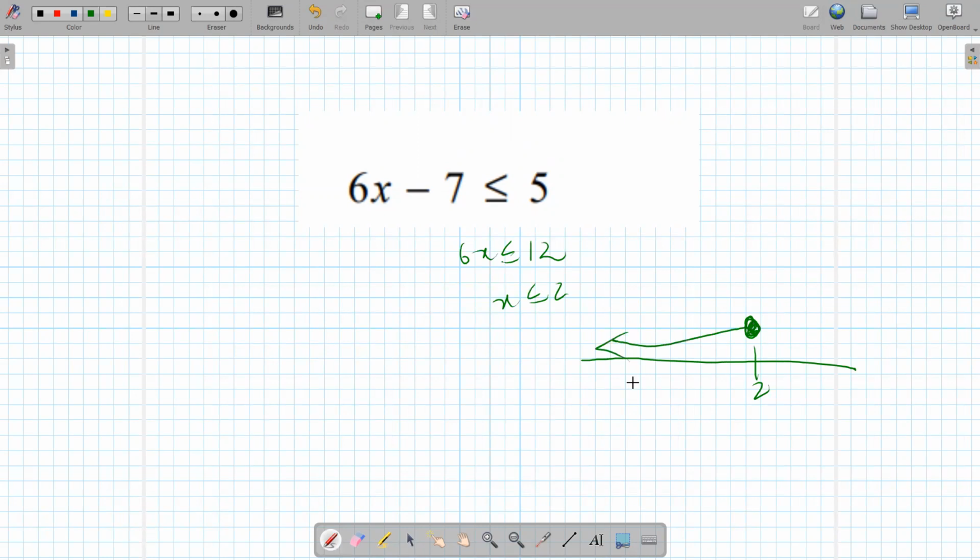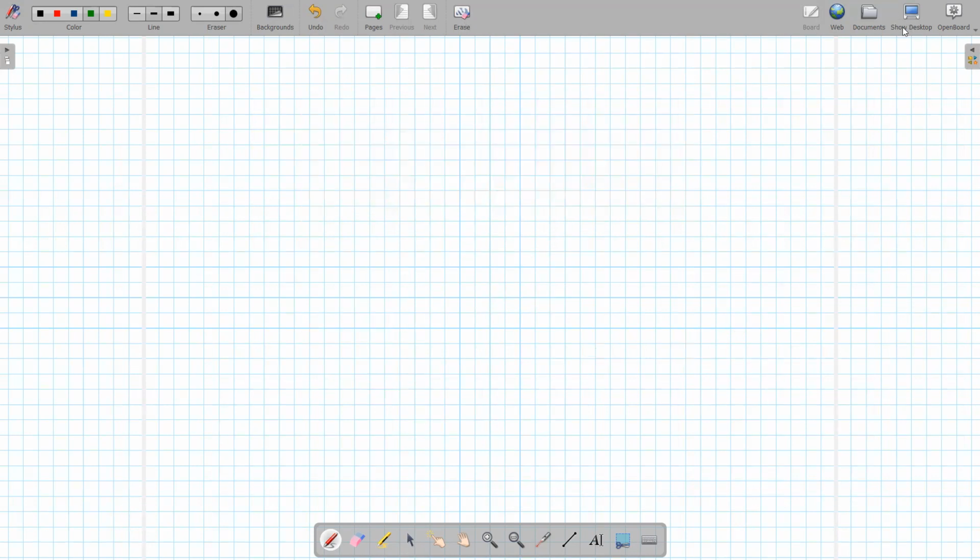What if 6 was negative and then you have to divide it? Okay, so negative 6x is less than this. You just divide it still, it's going to be negative 2, but whenever you're dividing or multiplying by a negative number, the sign in the middle flips. Okay. So the answer to that one would be you start at negative 2 and you go to the right, like that. Okay, cool? That's the only difference.